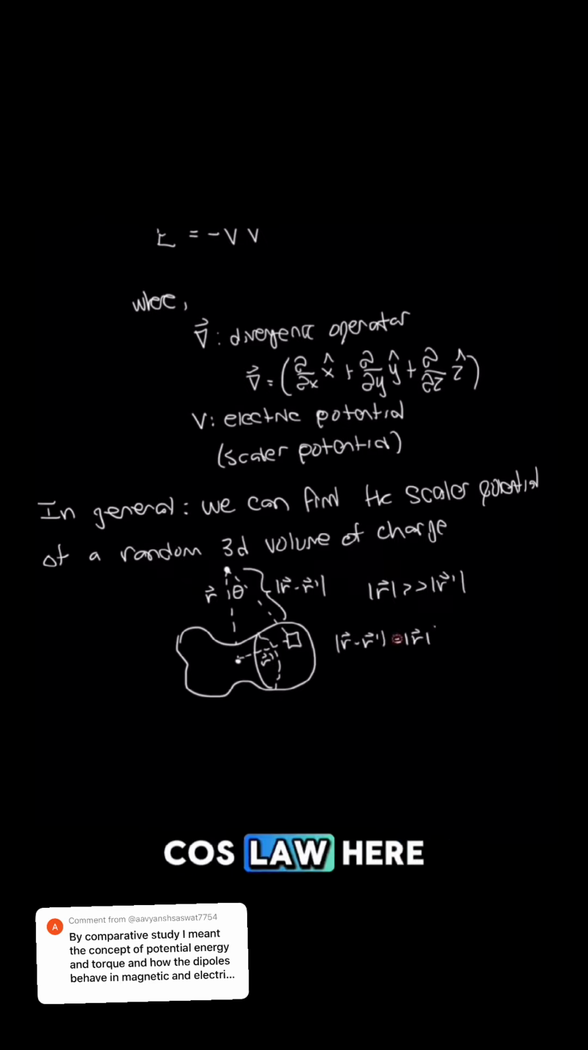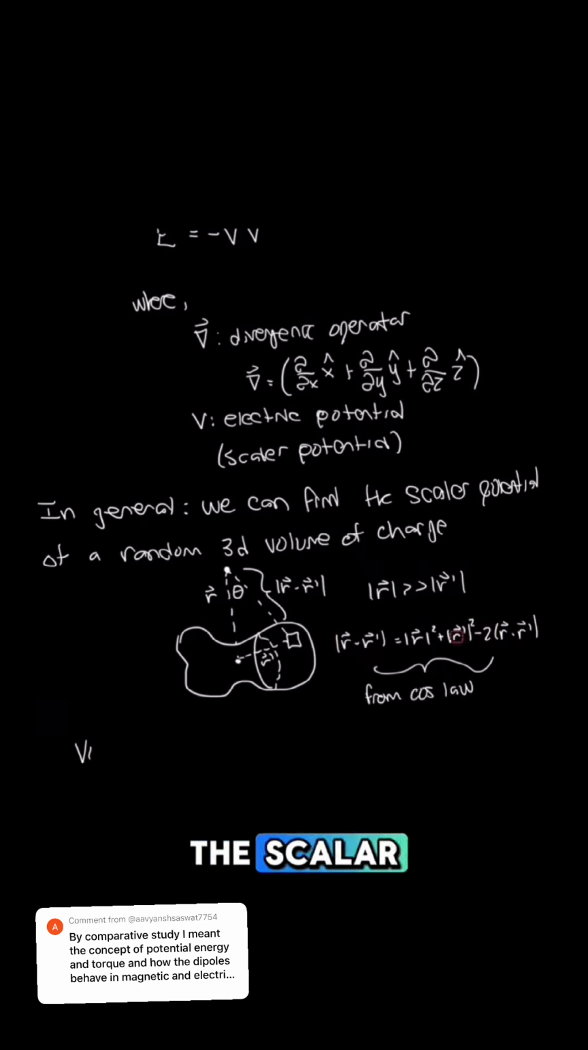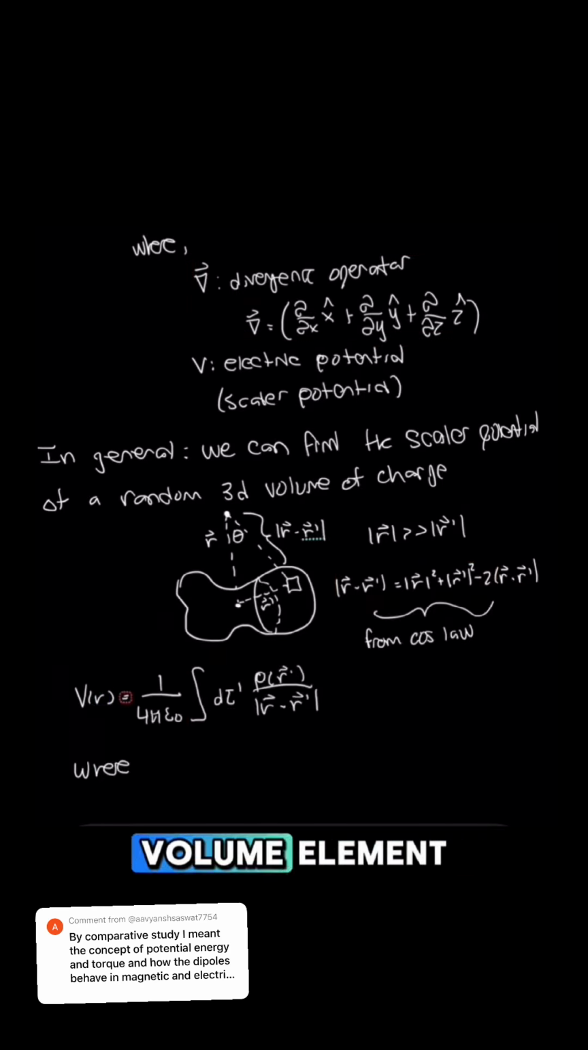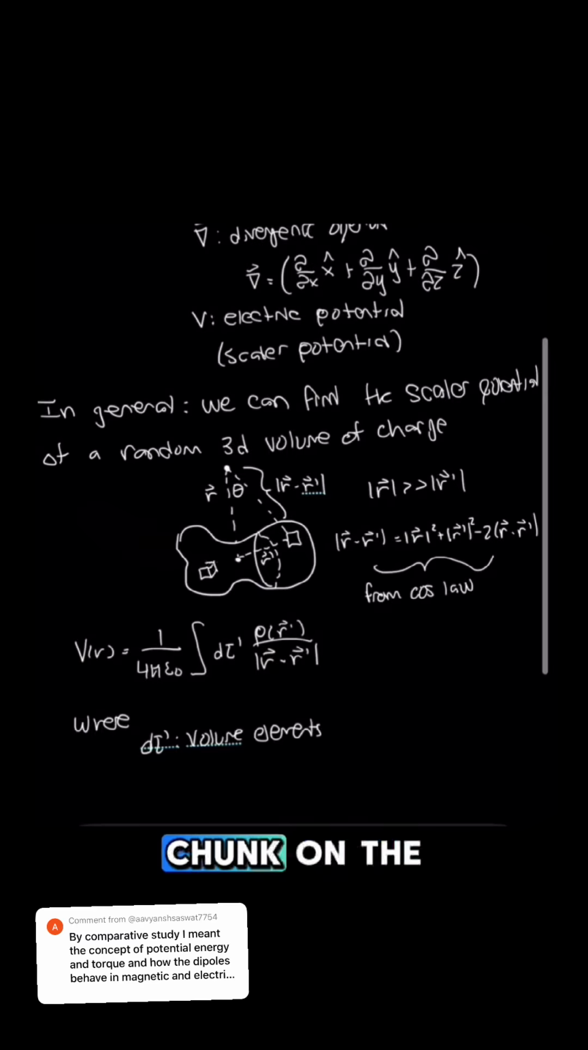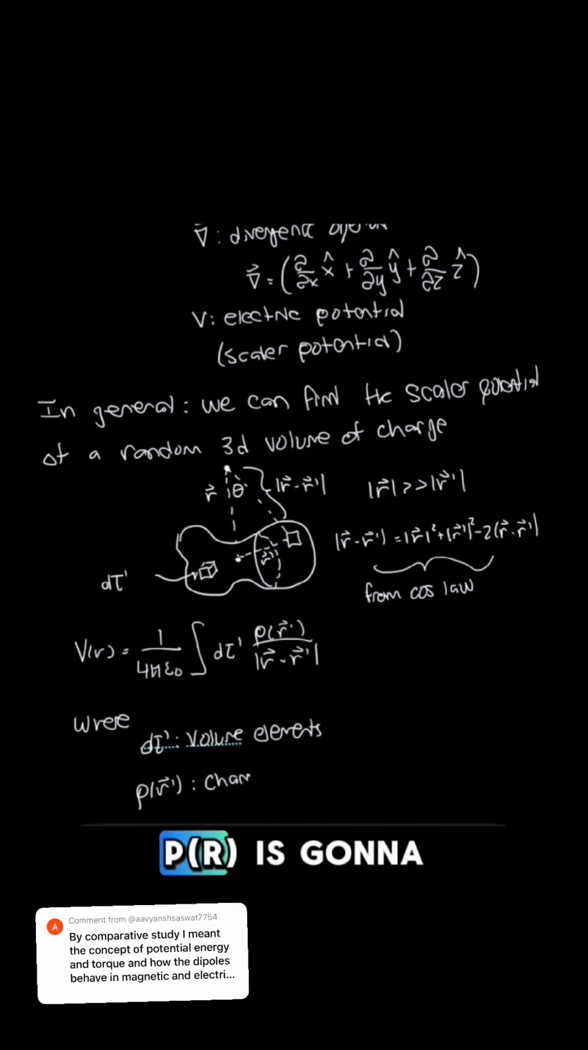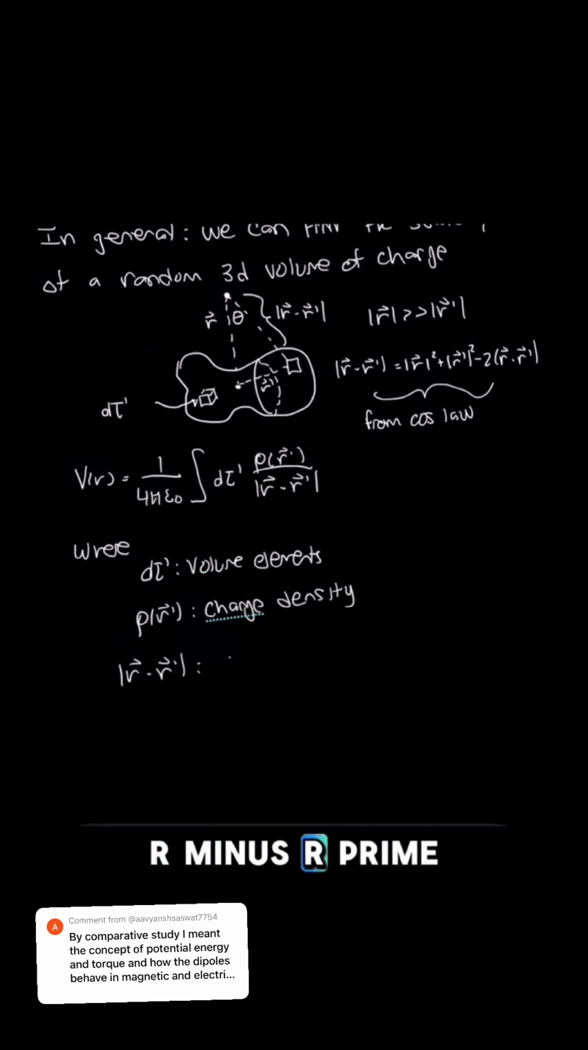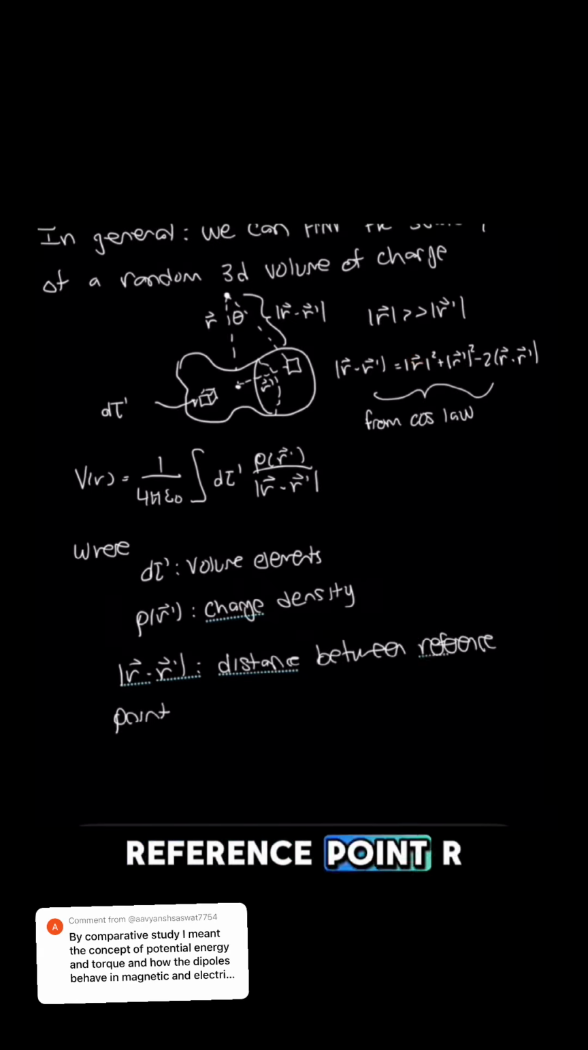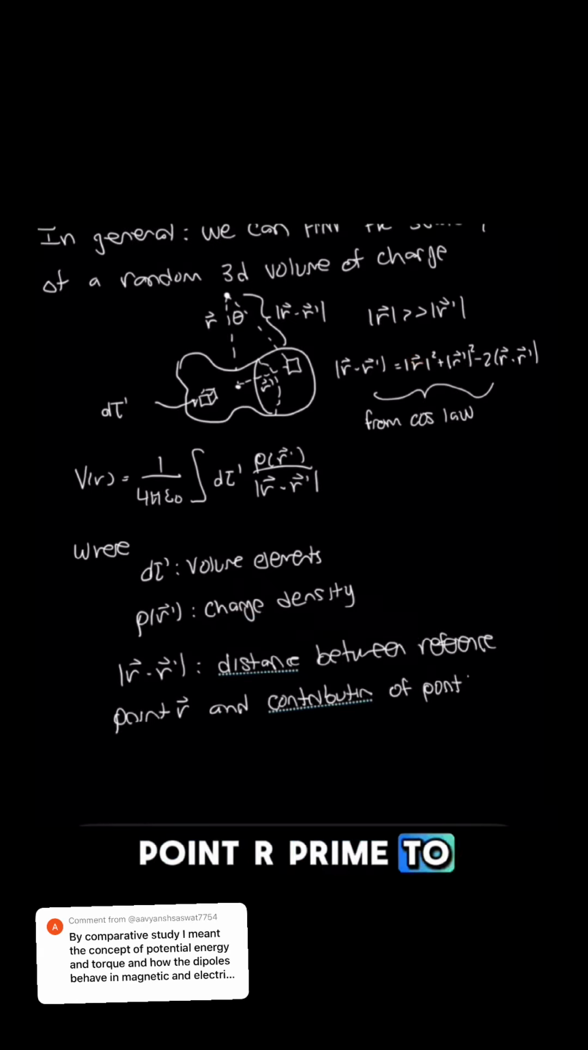We can use Coulomb's law here, and if you use this general equation for the scalar potential, where d tau is the volume element, so it's going to be a small chunk of the volume of charge, rho of R prime is going to be our charge density. R minus R prime is the distance between our reference point R and the contribution of point R prime to the total electric potential.